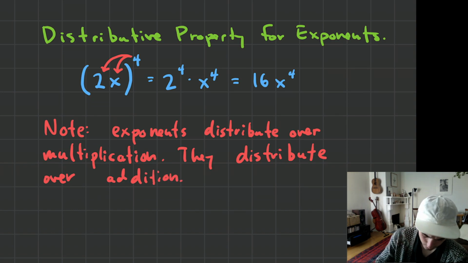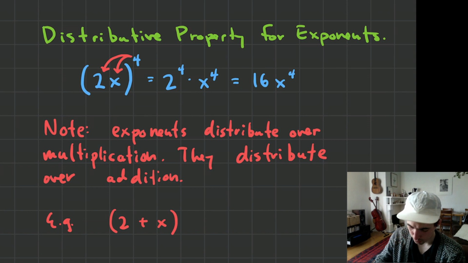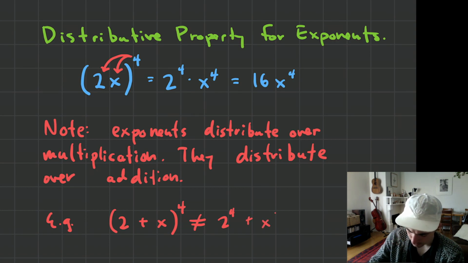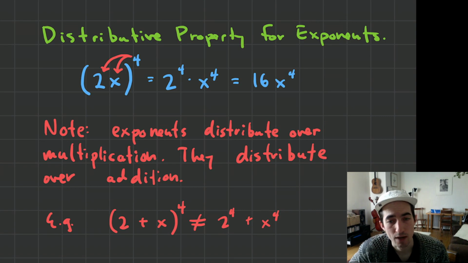So, for example, the same example here, except with addition instead of multiplication. If it was 2 plus x to the power of 4, that is not equal to 2 to the 4 plus x to the 4. These are not equal. And we've seen many situations.